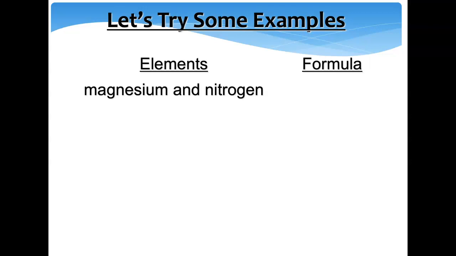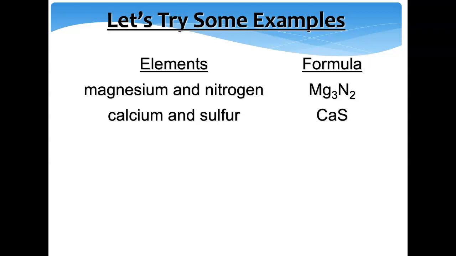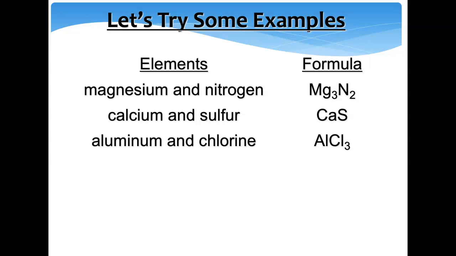All right, let's try some examples. Magnesium and nitrogen. What do you think for the formula? If you need to pause the video after any of these examples to write down your formula, please feel free to do so. Hopefully you thought Mg3N2. Calcium and sulfur. And this one is just CaS, calcium sulfide. Aluminum and chlorine, we've already seen. Hopefully you remember that one. AlCl3 for aluminum chloride.